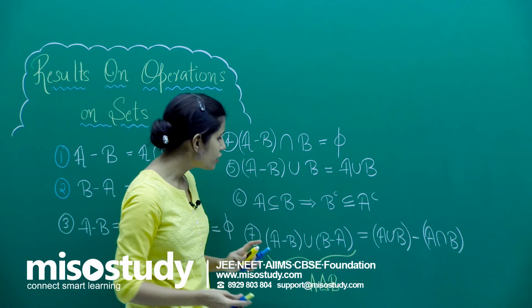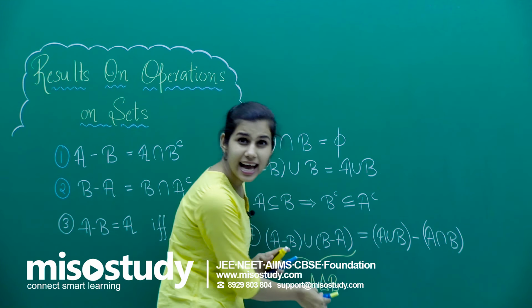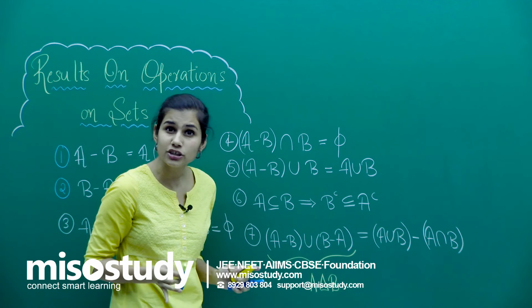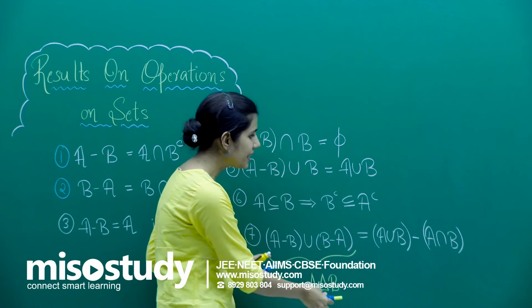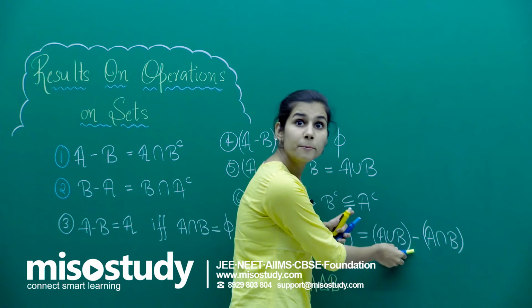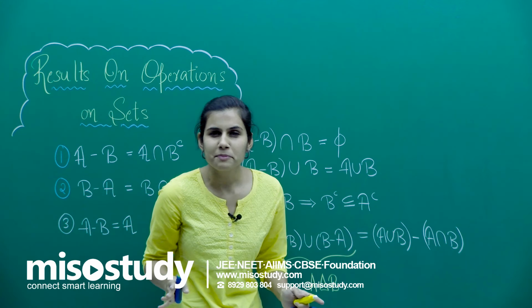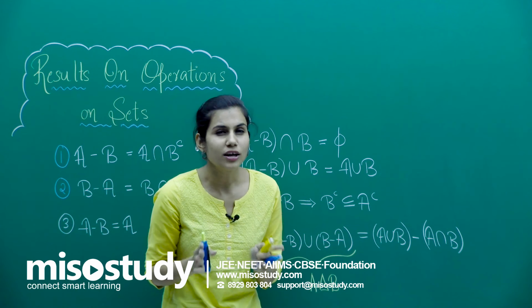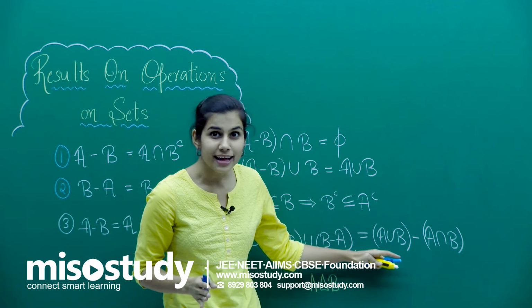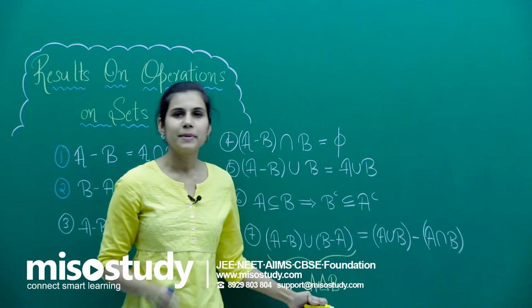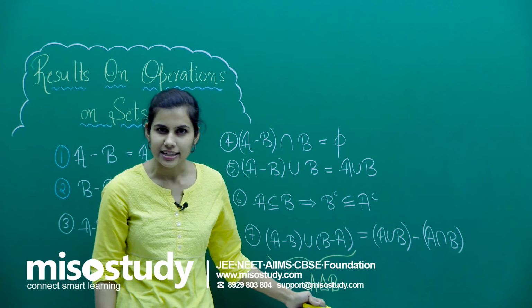And therefore, you can also say that A del B has an alternative definition, which is A del B is equal to A union B minus A intersection B. Just chuck out the common members between A and B, and what you obtain by doing that from A union B is the symmetric difference of A and B.